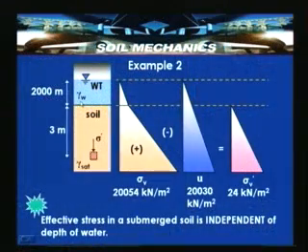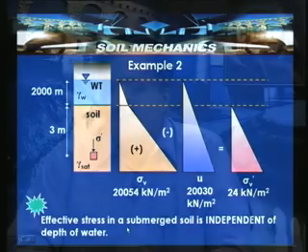So, this is that distribution which is shown for the problem we considered in example 2, where this ZW is equal to 2000 meters. This is the total stress, this is the pore water pressure, and 24 kilonewton per meter square is the effective stress. So, this tells us that effective stress in a submerged soil mass is independent of the depth of the water.